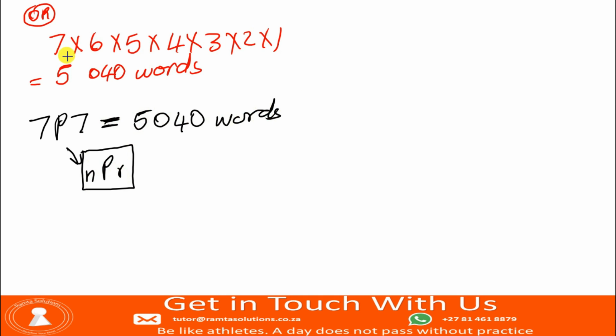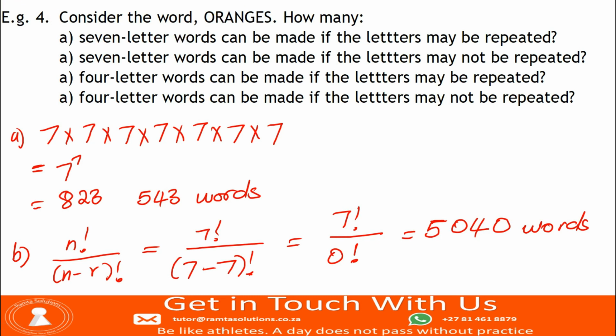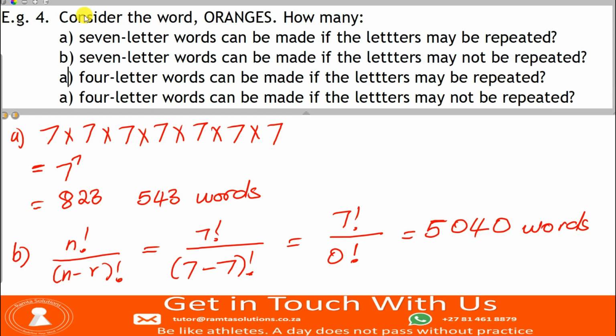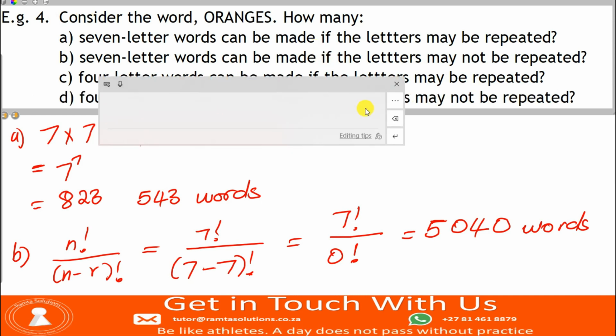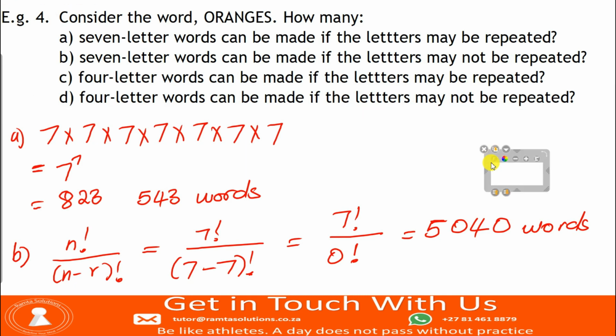Remember, this one, for the first letter you have 7 to choose from. For the second you have 6. For the third you have 5. For the fourth you have 4. For the fifth you have 3. For the sixth you have 2. For the seventh you have 1. Okay? This is basically what is happening. Okay? Perfect. Now, maybe I should have fixed this. Let me just fix this. They shouldn't be A, B, C, and D.